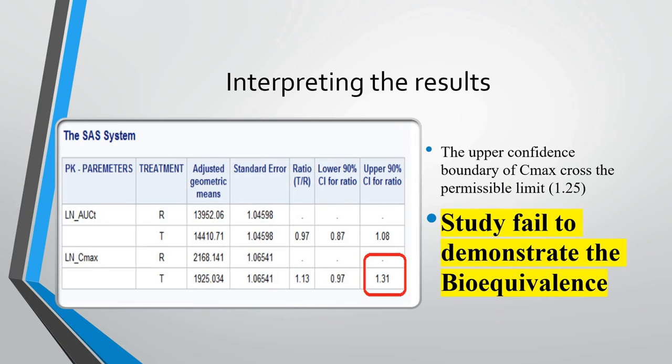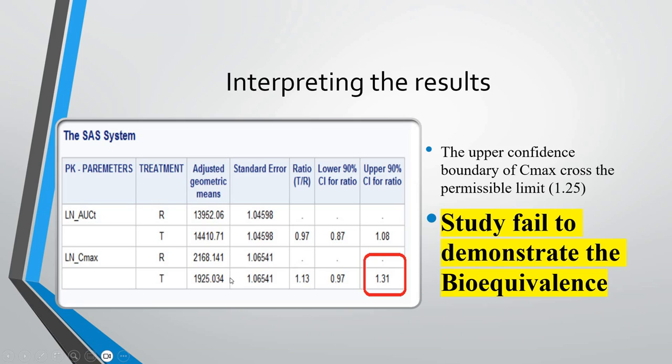Now I generated a hypothetical simulated data set and computed this code, and this is the output I got. So you see my AUC for reference and test, standard error, and then the T by R ratio is 0.97. My lower confidence limit is 0.87, upper is 1.08. So you see this lower and upper are both within that boundary. So I can say, okay, for AUC T, my drug is equivalent. But what happened for Cmax?